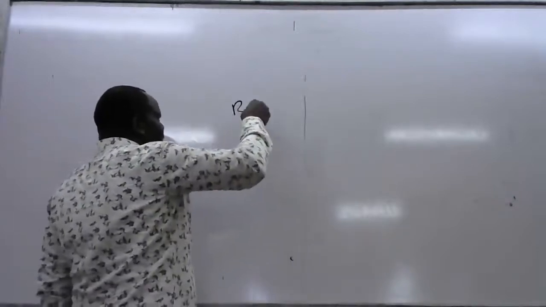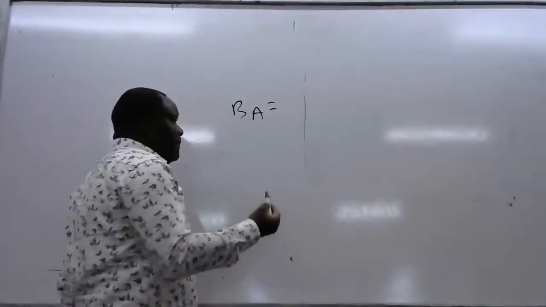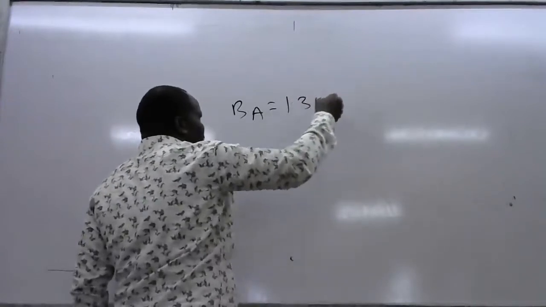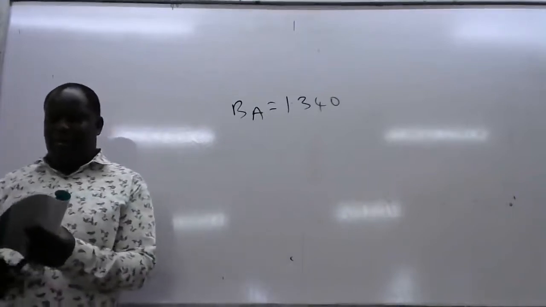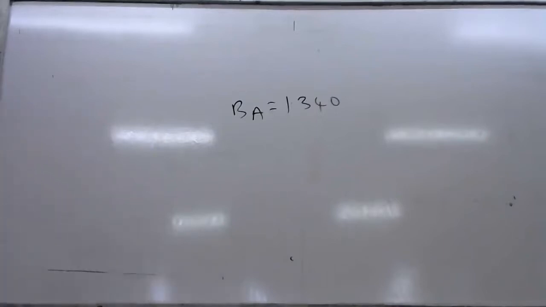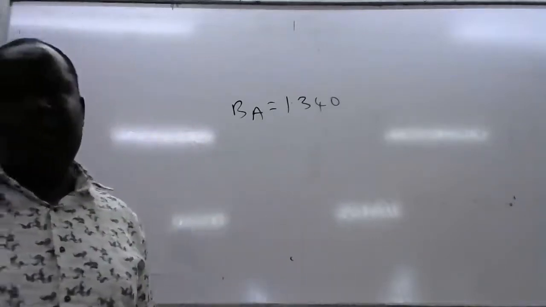So we start off with the beta factor for A. When you check through the question, they gave you a value of 1.340. So you want to know the meaning of that element. When the security has a beta factor of more than one, it means it is more sensitive to the changes in the market.